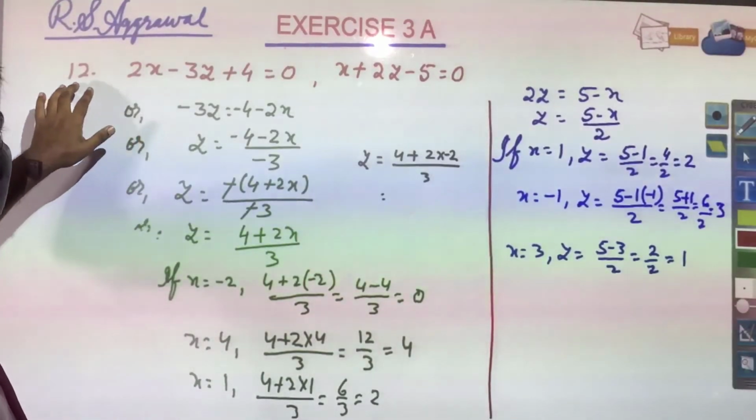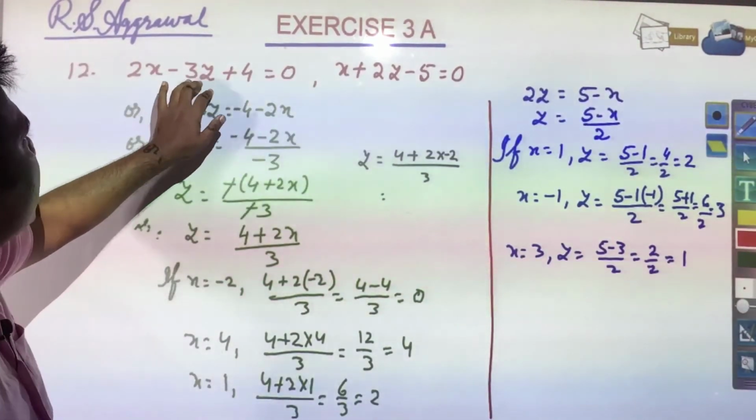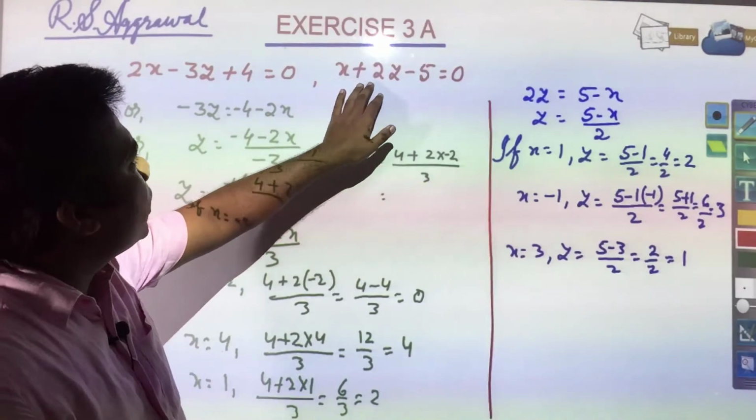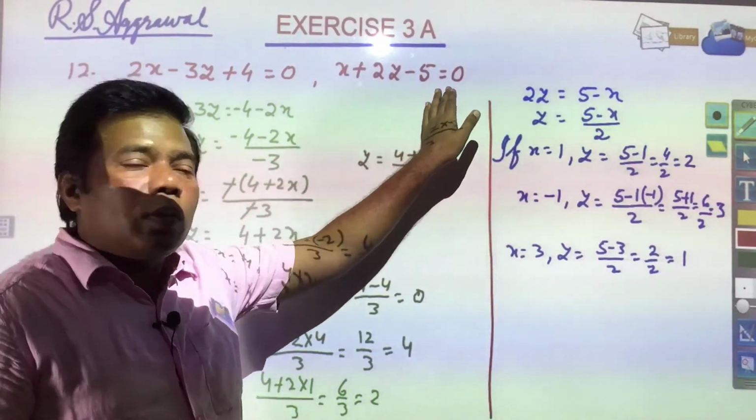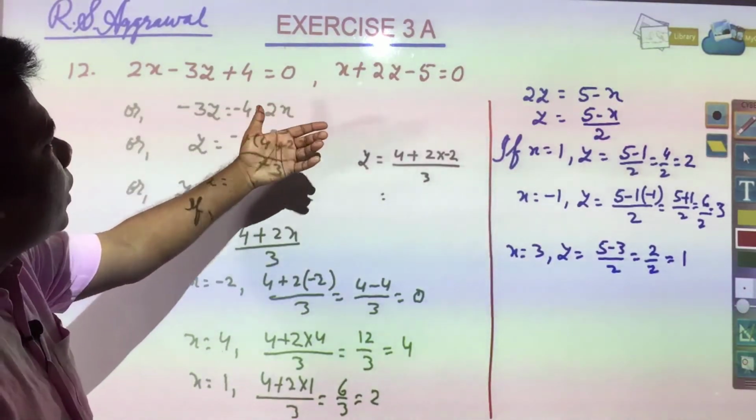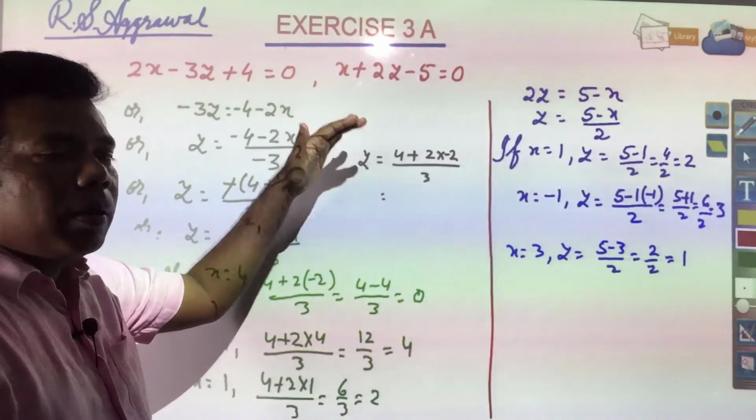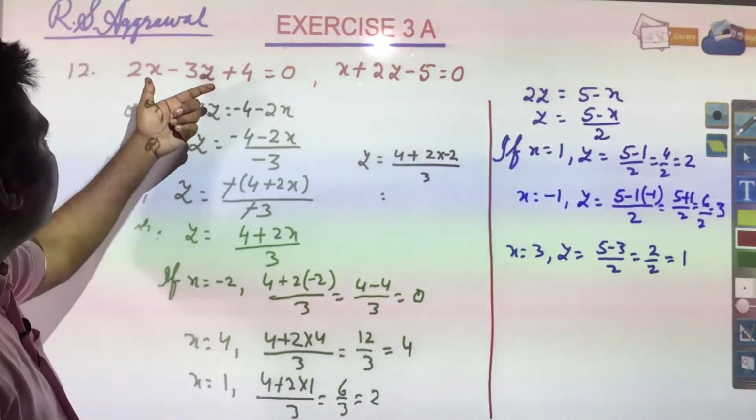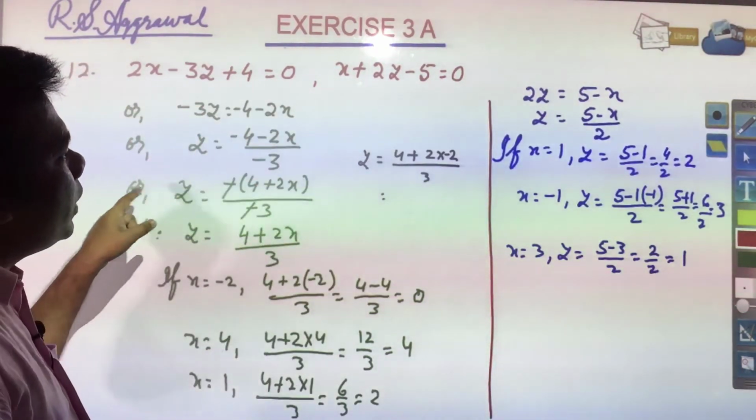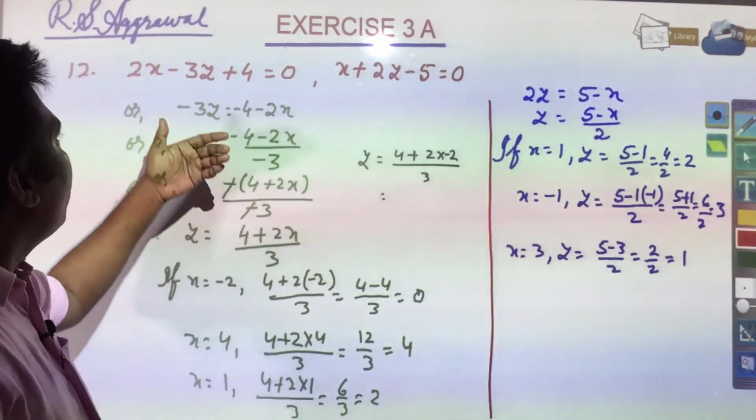Here you have question number 12, two equations: 2x minus 3y plus 4 is equal to 0 and x plus 2y minus 5 is equal to 0. What you need to do, you need to solve the equations graphically. It means you need to find out x and y by the graphical method, and you need to find out the coordinates of the triangle which is getting formed by the two lines.